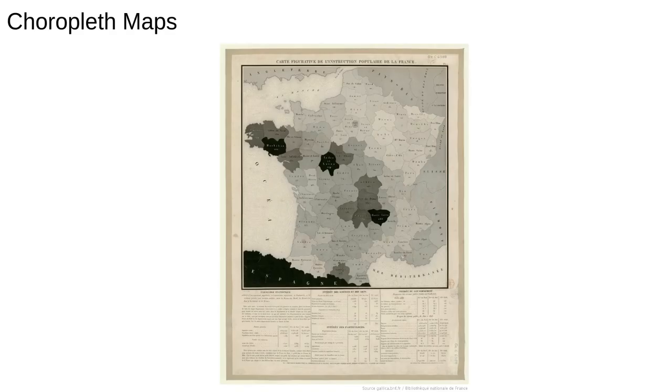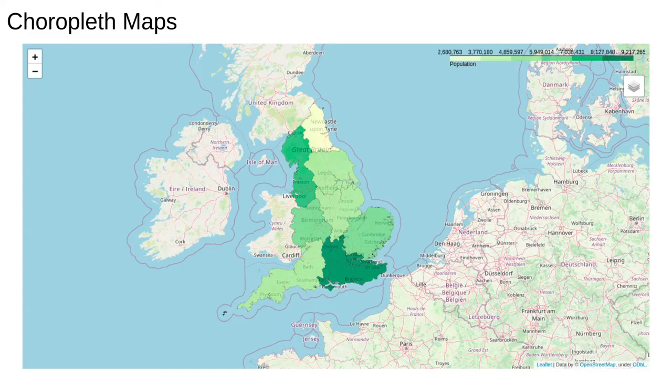A choropleth map is a very popular way to visualize data across a geographic area. This is a choropleth from 1826 showing access to basic education in France. Darker means more schools. We're going to use the boundary data for the English regions that we got earlier to make this map of population.